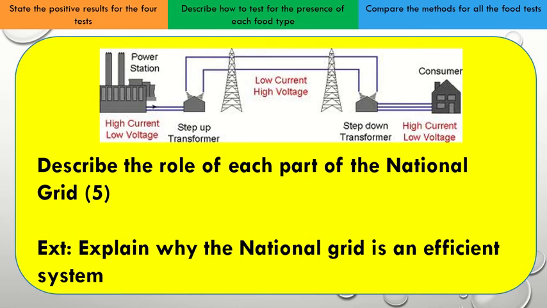What I'd like you to do, same as always, is a starter task. You can see on the board we have a diagram of the national grid. What I want you to do is describe the role of each part of this national grid. So think about what happens at the power station, the transformers, the pylons and wires, and also at the consumer. This is a 5-mark question, so you'll have roughly 5 minutes to do so.